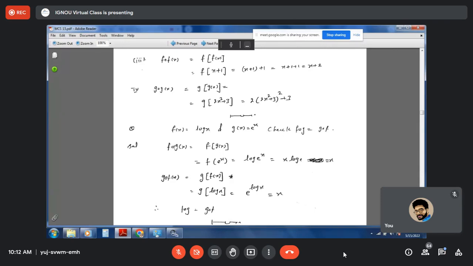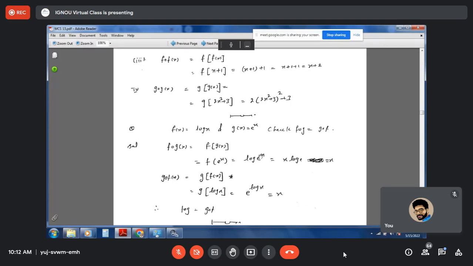Take the left hand side, F composition G. Apply the definition, F is outside, Gx in the bracket. Who is Gx? Gx is e raised to the power x. We have put the value of Gx. What does it mean? It says go to F, then change every x to e raised to the power x. Log of x becomes log of e raised to the power x.